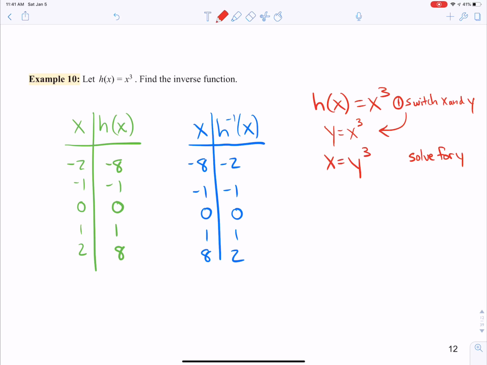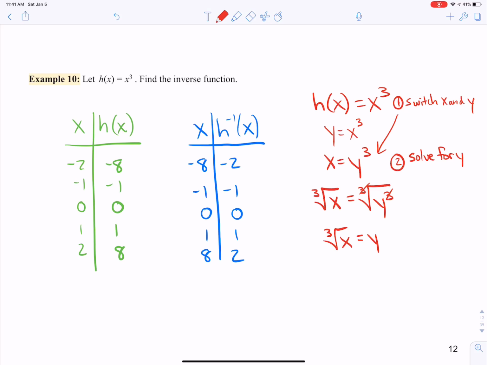And the second step, let me draw that arrow down there, is that we have to solve for y. So just to solve for y, we could take the cube root of both sides. So the cube root of x would equal the cube root of y cubed, and then those would cancel each other out. So you end up with the cube root of x is equal to y, and you have y by itself.